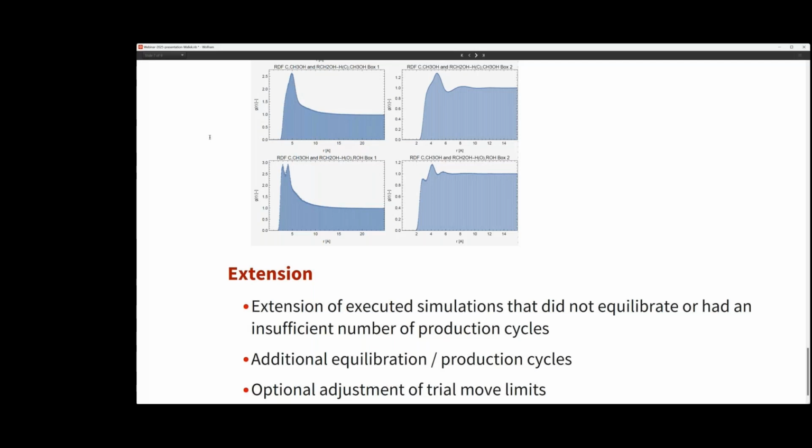And furthermore, if you work on a computer cluster, you often get a limited maximum job time, for example, 3 days. So also in this case, the extension tool is a valuable thing to conduct long simulations that exceed this maximum job time.